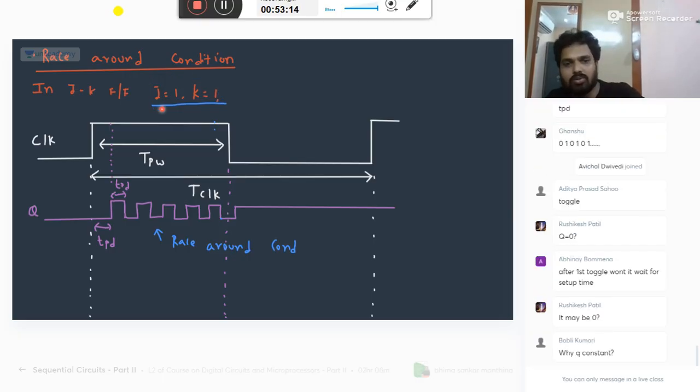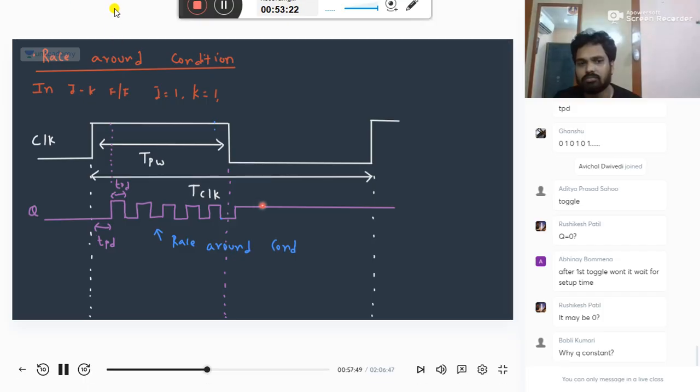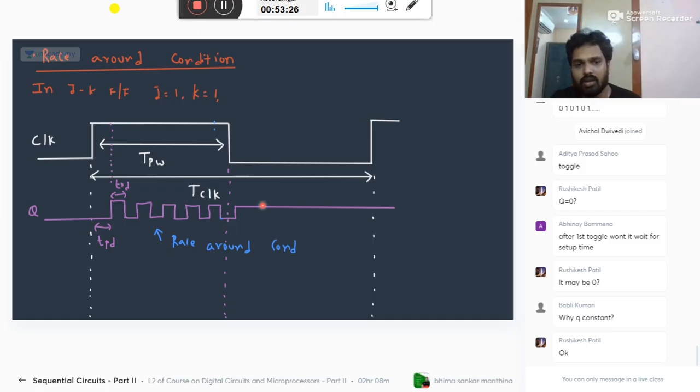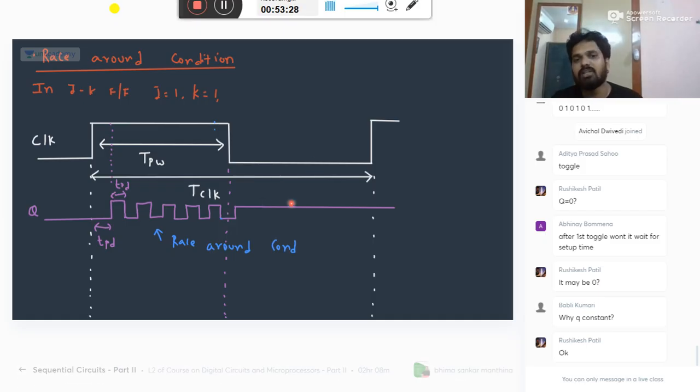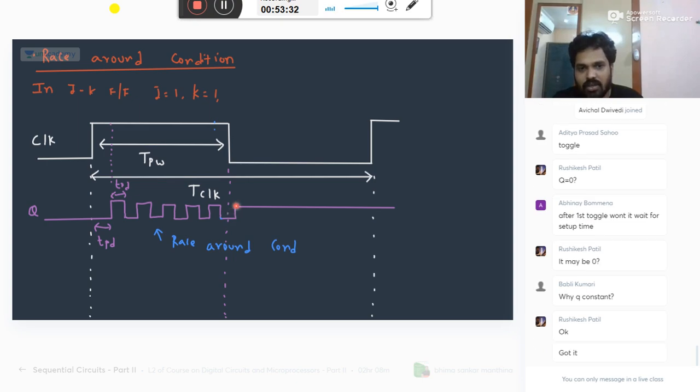Why may it be 0, Roshi? Please understand. It is becoming 0 now. By the time it is becoming 0, the clock is still 1, so it will toggle again. But when the clock is 0, it will not change. One time it will change here. Once it has changed, with the clock at 0, no more toggle is possible. During this period, no more toggle is possible.